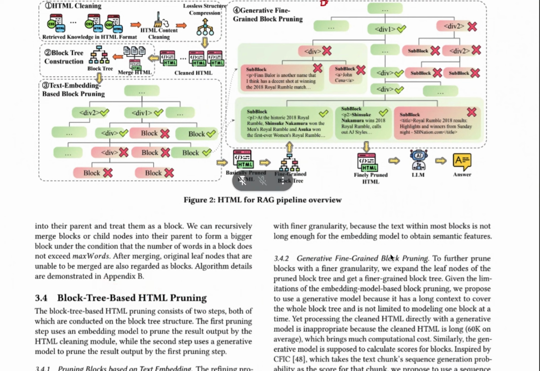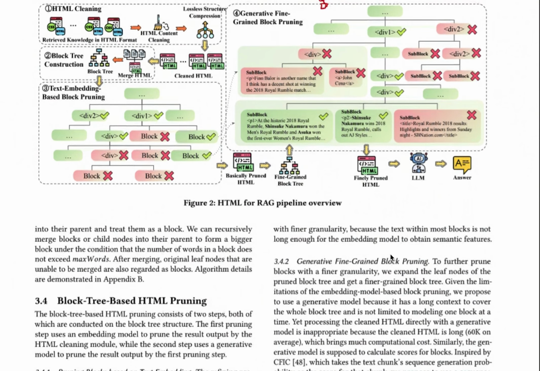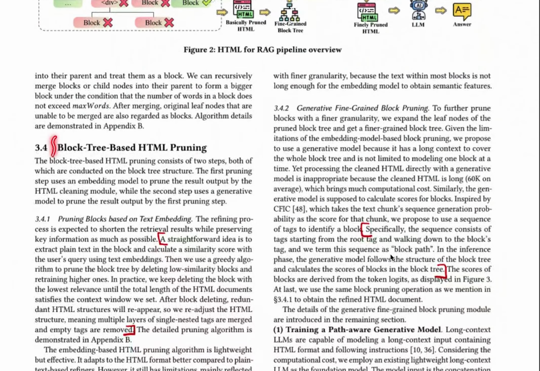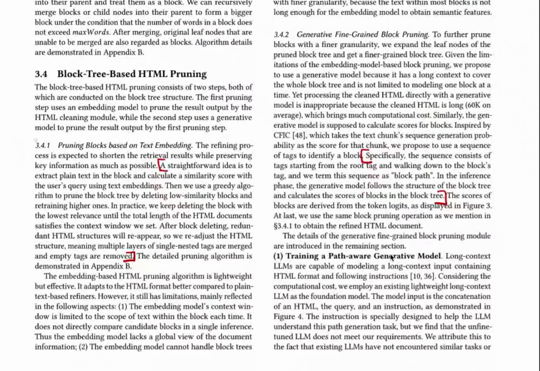So now moving forward, we have a block tree HTML. Now, block tree HTML based pruning. The most important two points: pruning blocks based on text embeddings. What are they saying? A straightforward idea is to extract plain text in the block and calculate a similarity score with the user's query using text embeddings. We have already talked about this. Then we use a greedy algorithm to prune the block tree by deleting low similarity blocks and retaining higher ones.